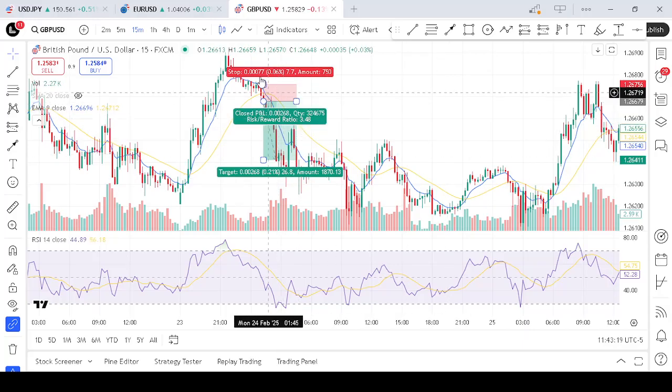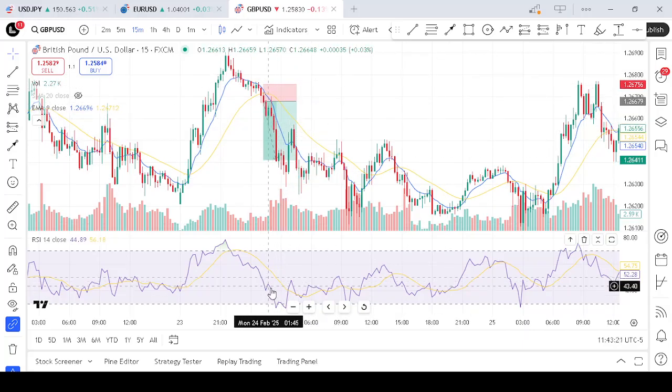Don't forget to confirm your position with your RSI to see if it's in an oversold region, which it is. It is below the 40 region, which shows that we are in the oversold region. That's where we are.